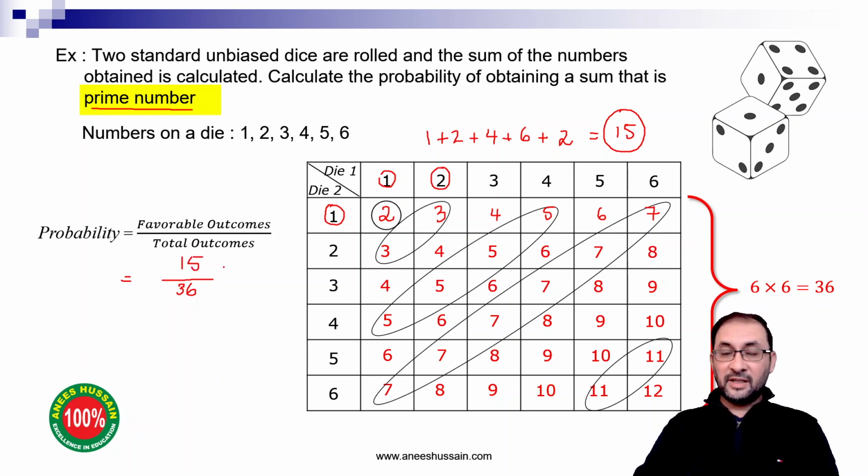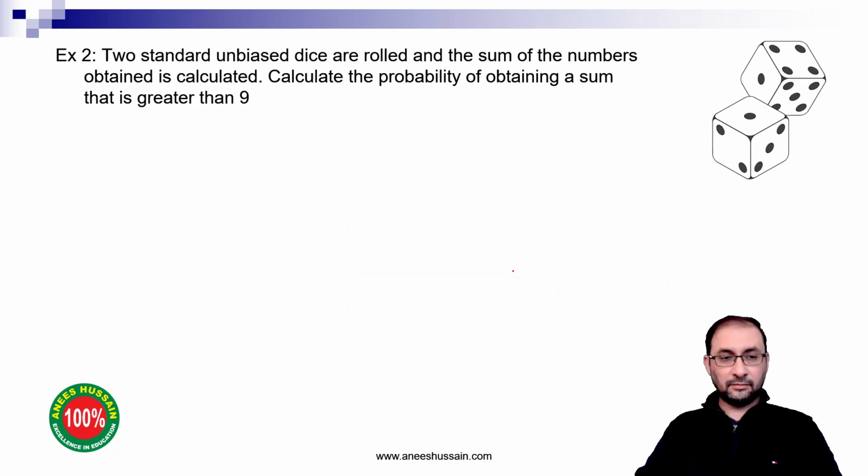So the probability of getting a prime sum is going to be 15 out of 36. And if you simplify and reduce it, it reduces to 5 over 12. So therefore, the probability of getting a sum which is prime is going to be 5 over 12. I hope this example was clear to you. Now let's look at another example.